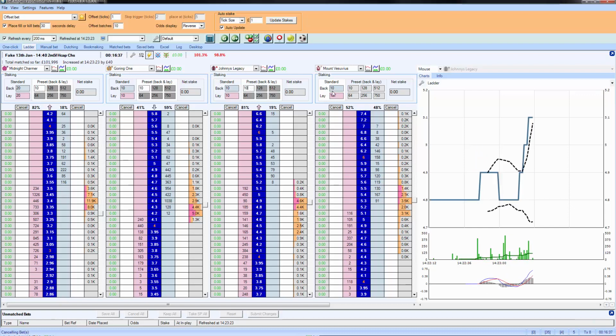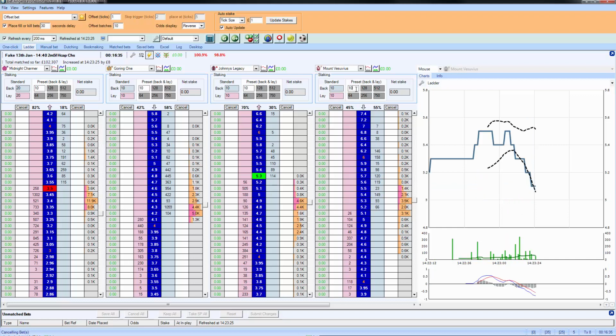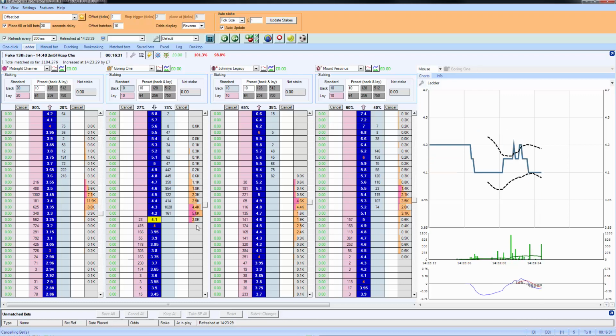So I've got Bet Angel in practice mode, which is where I suggest you have it most of the time until you feel more comfortable with exactly what you're attempting to achieve. And I'm just looking for an opportunity here to get a few scalps through. So if you look at the traded volume on this particular runner, you can see that it's at the lower end of its traded volume.